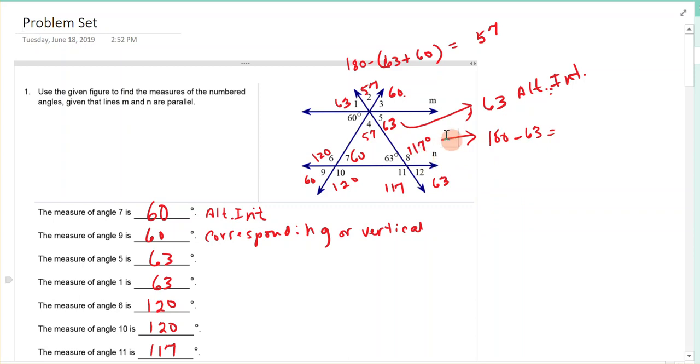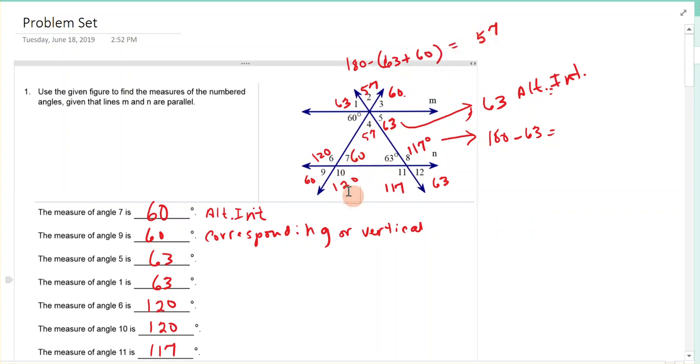All right, so we know this one's 63 because it's alternate interior to this 63. See how we're just going around? Now, if I know this is 60 and this is 63, can I figure out this one? These three are making a straight line. So 180 minus the sum of 63 and 60 is going to give me the 57.